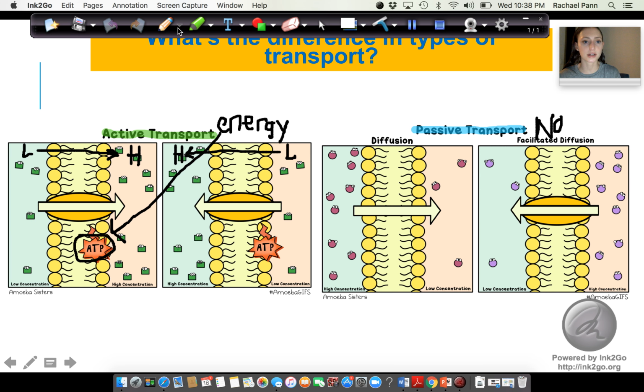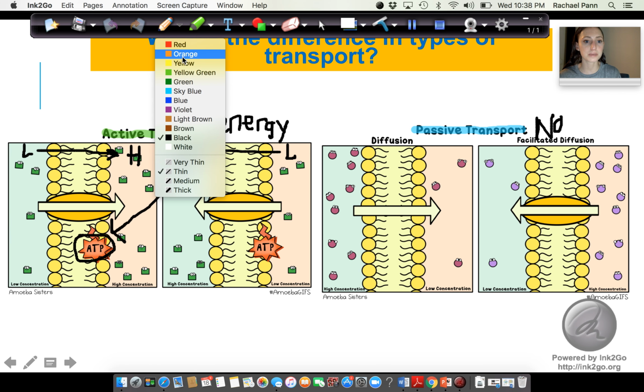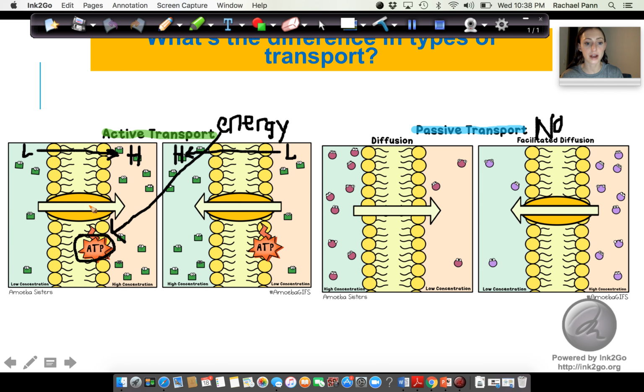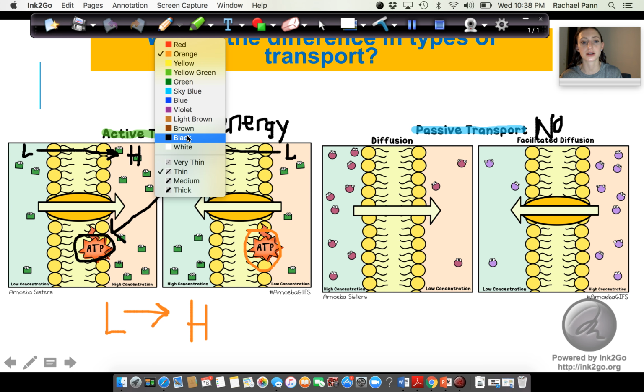We should see a pattern here. In both of these pictures, for active transport, it's always low to high concentration. They are also using, as the picture shows, ATP, which gives us energy. Let's go over here to passive transport, where we're not using energy.